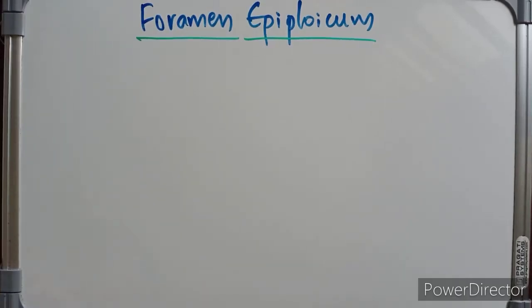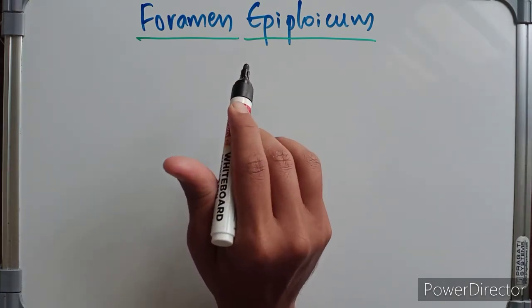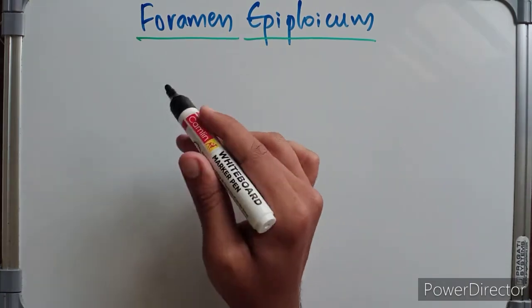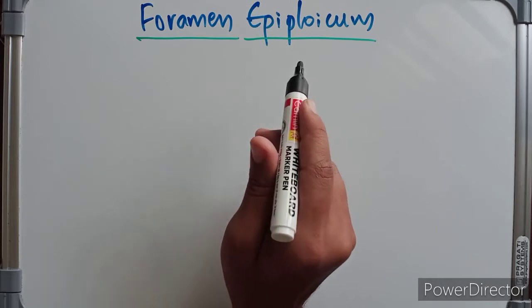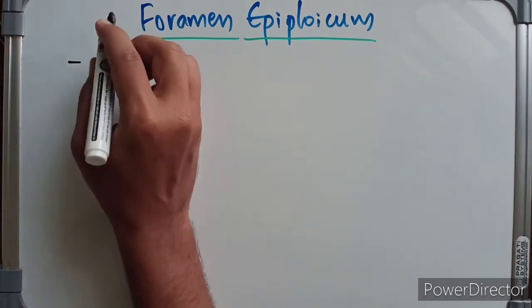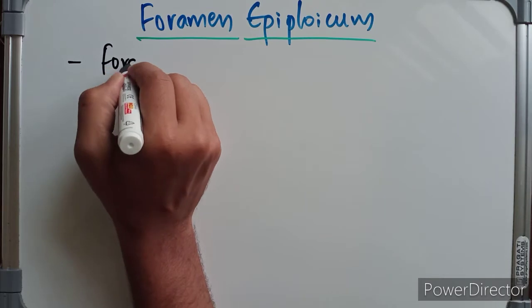So in this video we are going to discuss the anatomy of the foramen epiploicum, what its boundaries are, and also look at the clinical significance of the foramen epiploicum. The foramen epiploicum is also called the foramen of Winslow.